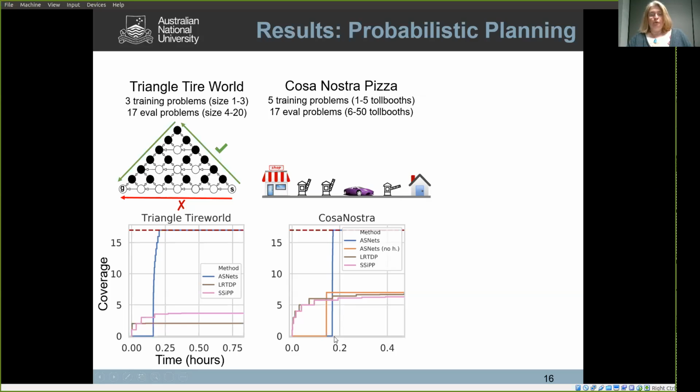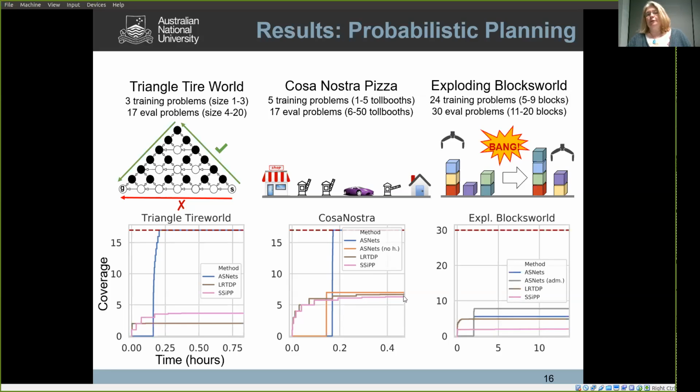So as you can see in blue here, the version of ASNet with heuristic inputs managed to solve the problem, whereas the version in orange here, which is without heuristic input, doesn't, because it doesn't even know in which direction it's going. And again, the baseline planners do even less than this version without heuristics.